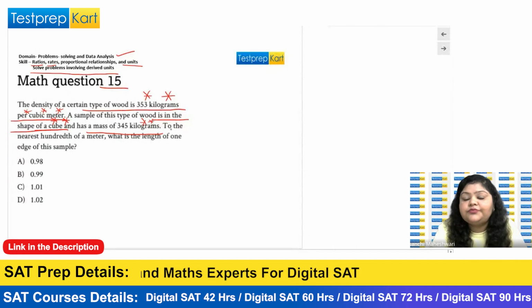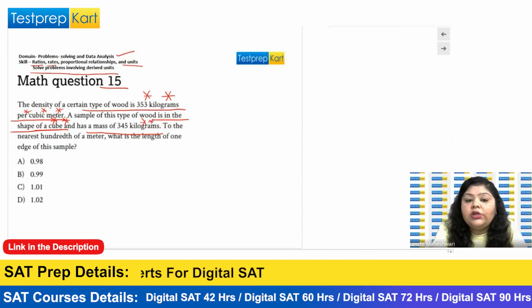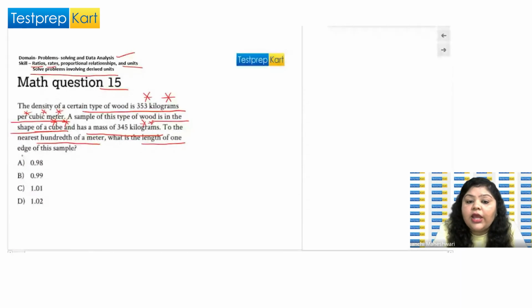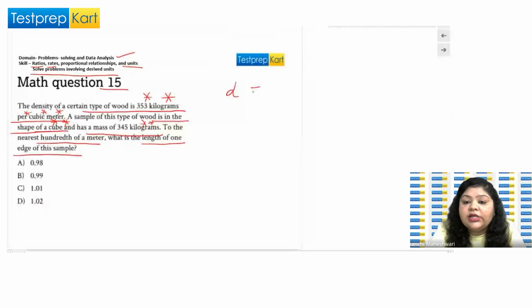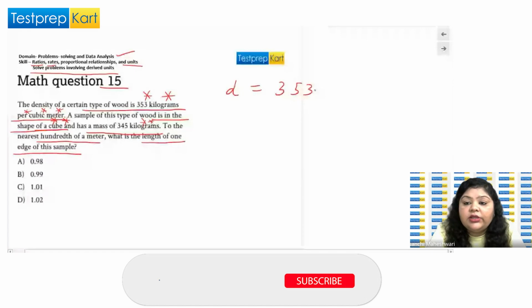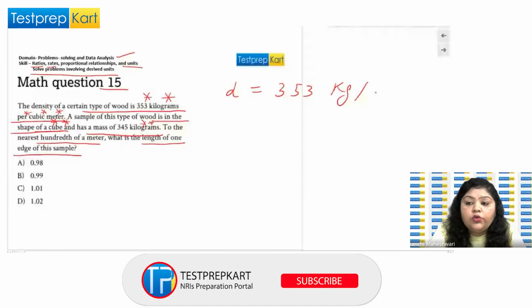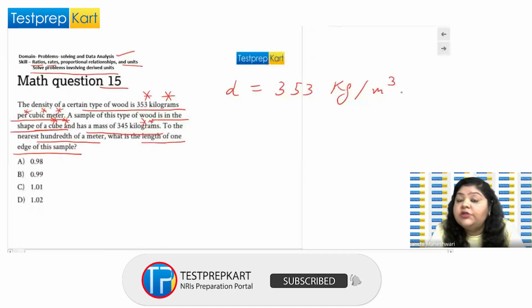Now it is asking, to the nearest hundredth of a meter, what is the length of one edge of the sample? Now let's analyze this question from the beginning. They are saying the density of a certain type of wood is 353 kilogram per cubic meter. So I can say the density is 353 kilogram per cubic meter. That is how I must represent the unit.